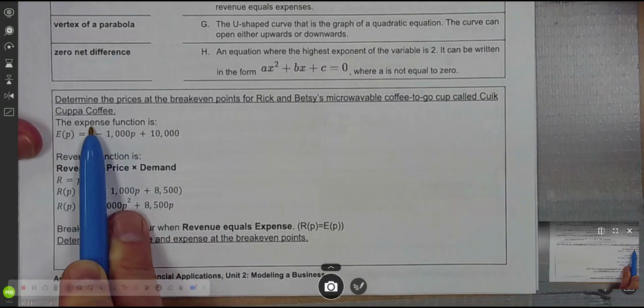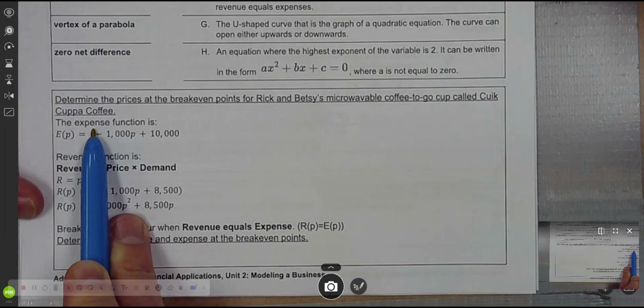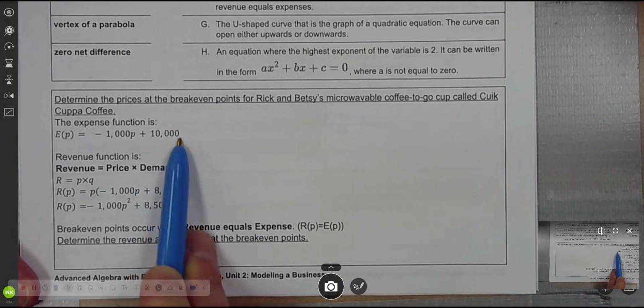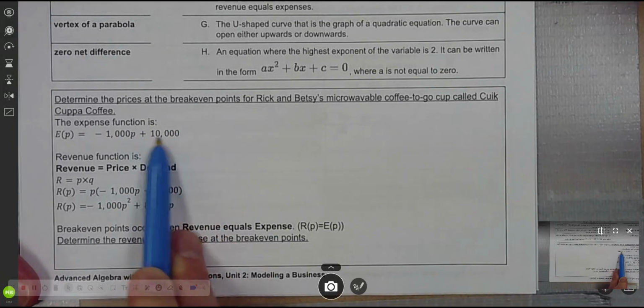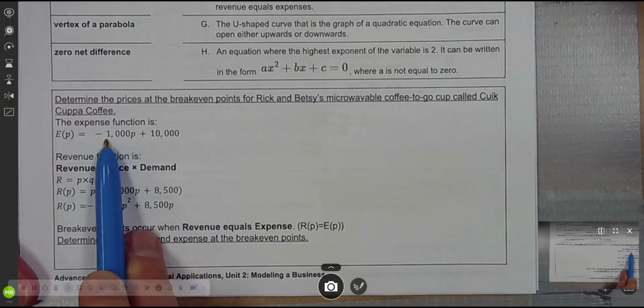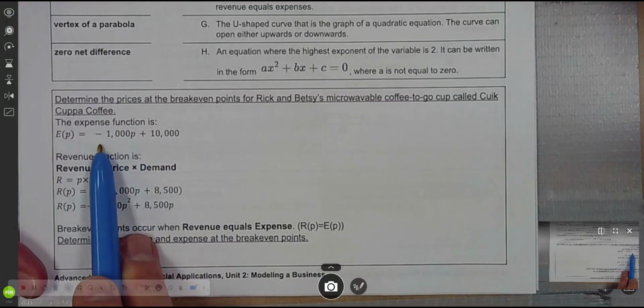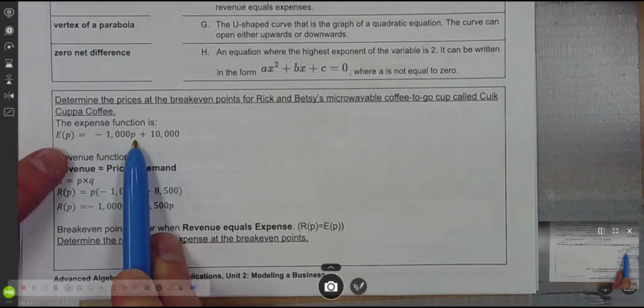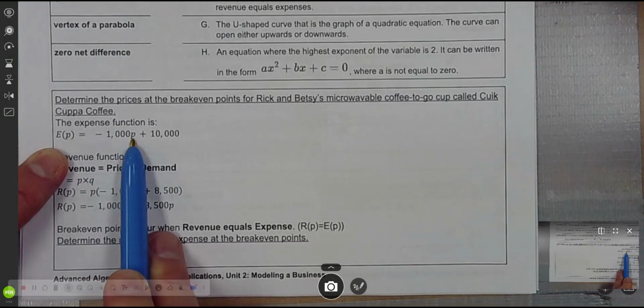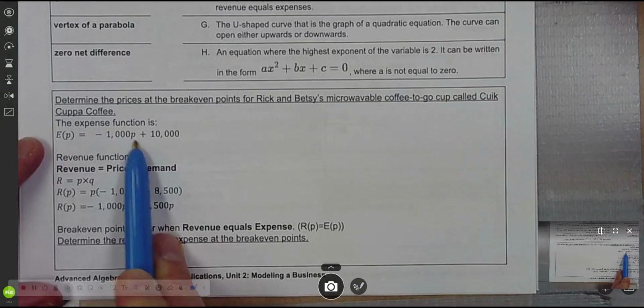What this expense is, remember, expenses are what the business has to pay out. This is the money going out. They have to pay money to make stuff. So like this $10,000 might be the machine that makes the thing, plus the insurance and the labor and the rent and all that kind of stuff. These are the fixed costs. This negative 1,000 is in terms of P, in terms of price. So this is how much less they're making for every dollar that they increase in the price.